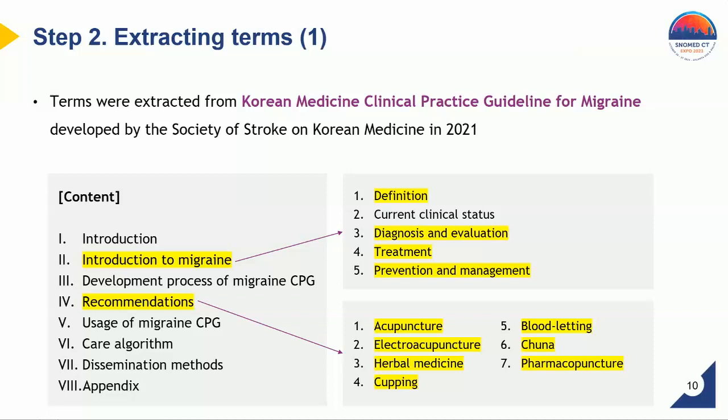First, terms were extracted from the Korean medicine CPG for migraine developed by the Society of Stroke on Korean Medicine in 2021. Among various topics covered by this CPG, we reviewed 2 chapters, which were Introduction to Migraine and Recommendations, to extract terms. The chapter named Introduction to Migraine had 5 sections, but we only reviewed 4 sections on definition, diagnosis and evaluation, treatment, and prevention and management. In this chapter, we did not go over the section named Current Clinical Status for term extraction. Another chapter named Recommendations provided information on various traditional Korean medicine treatments, so this was also reviewed to extract terms.